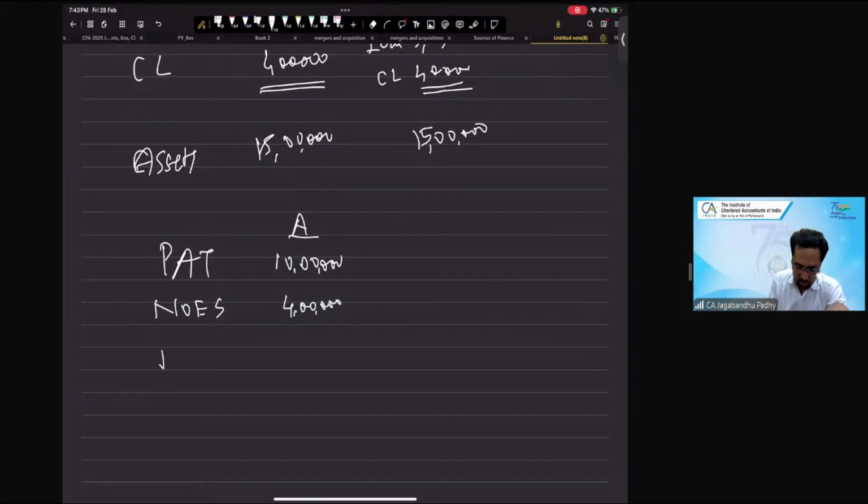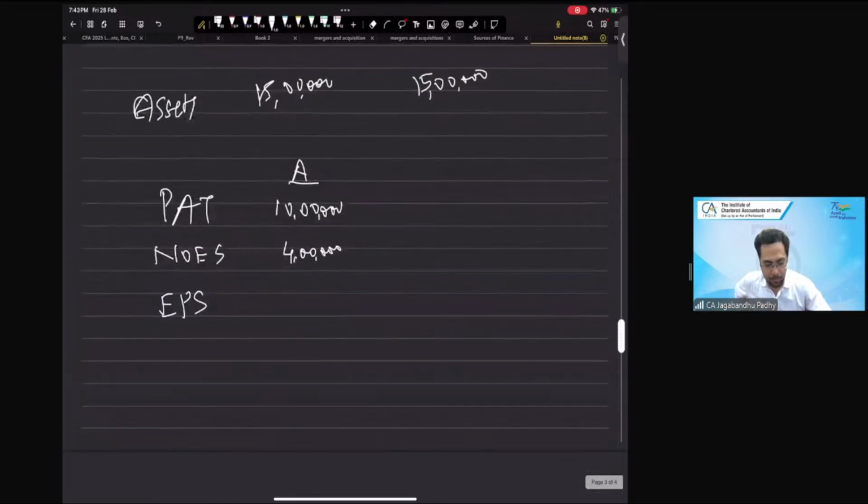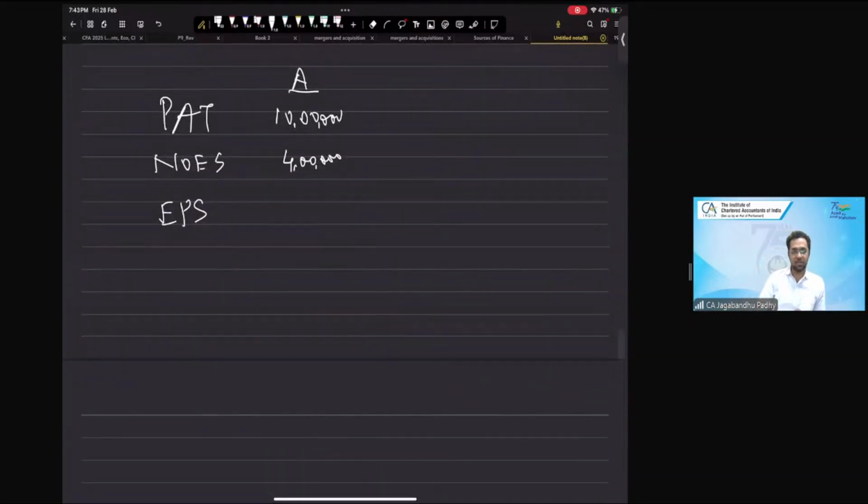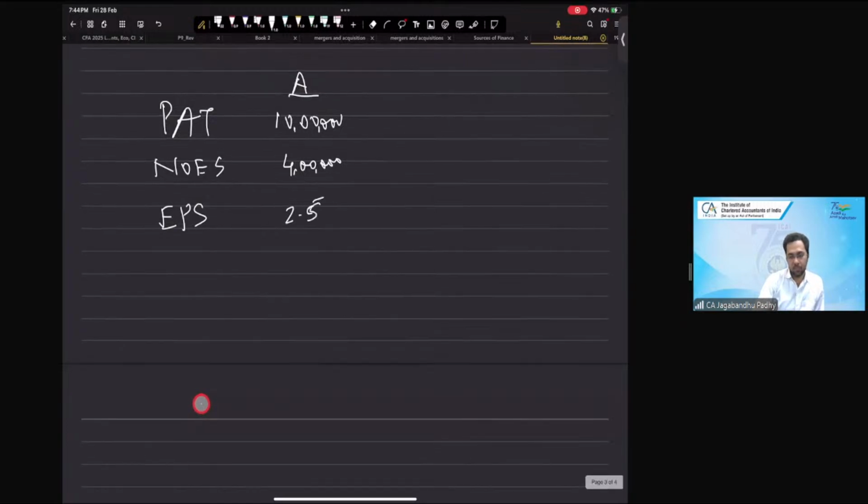So what will be the earnings per share? I mean, profit per share. If the company has an income of 10 lakh and the number of shares is 4 lakh, what is the earnings per share? Can I say 2.5? 2.5 is the earnings per share, right? Now, suppose the company issues additional equity shares, and now the equity shares have increased to 5 lakh.